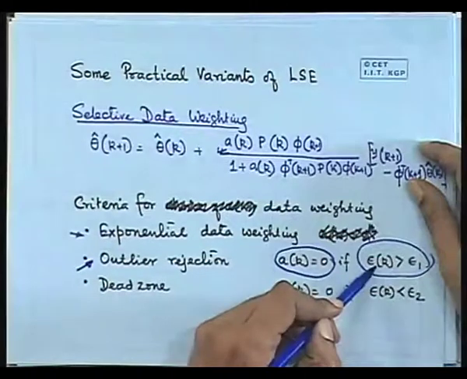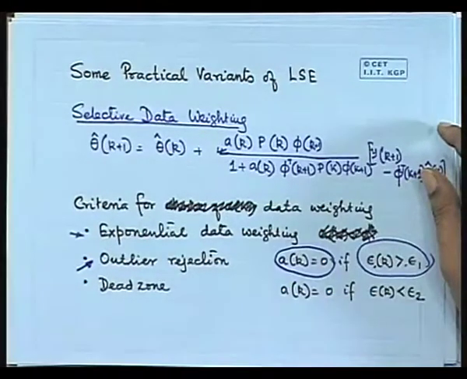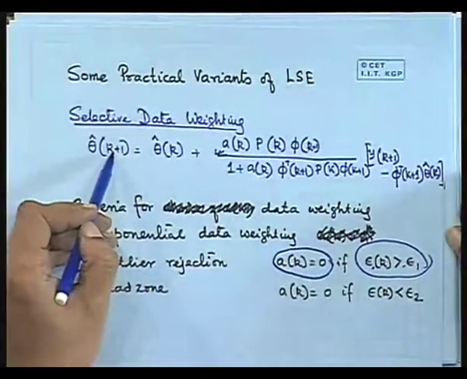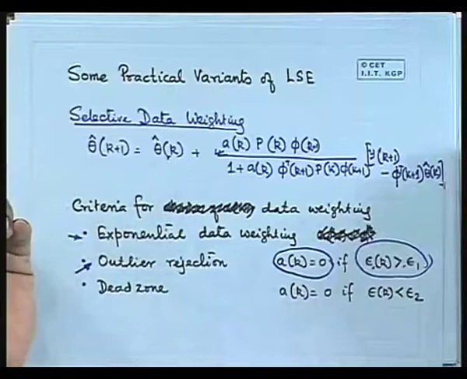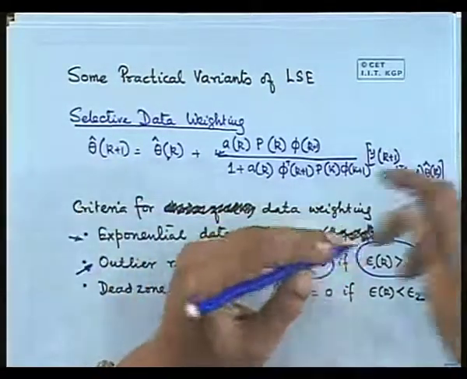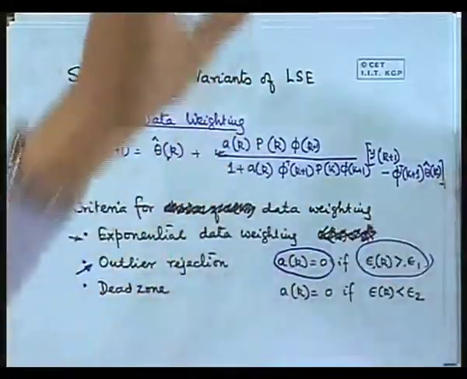So then you can say that I will set this ak equal to 0 in this equation if the error is greater than epsilon 1. You just set some limit that this is bad data, I am not going to update my parameters on that, it will pass. Then what will happen is that simply theta k plus 1 will remain as theta k, and similarly pk plus 1 will remain as pk. You are just automatically picking out one data point and throwing it away.